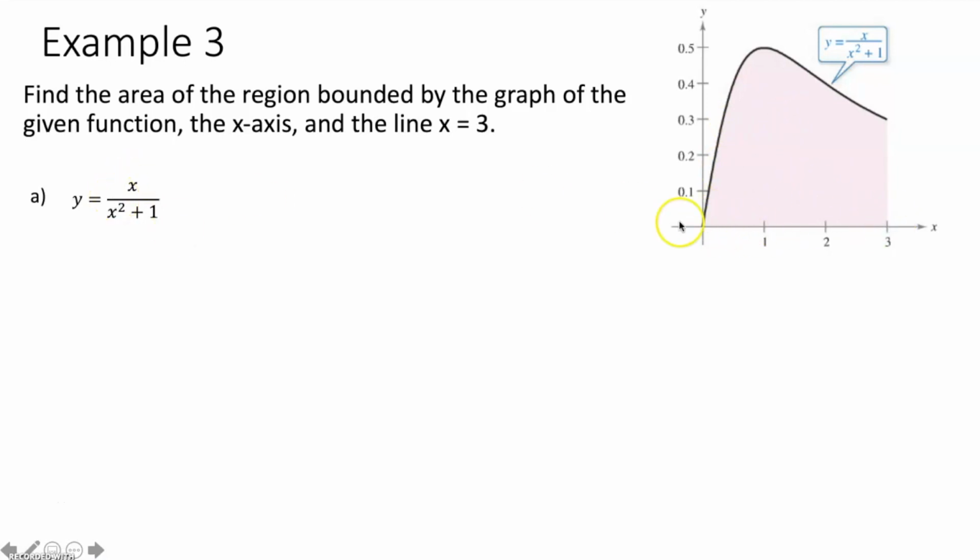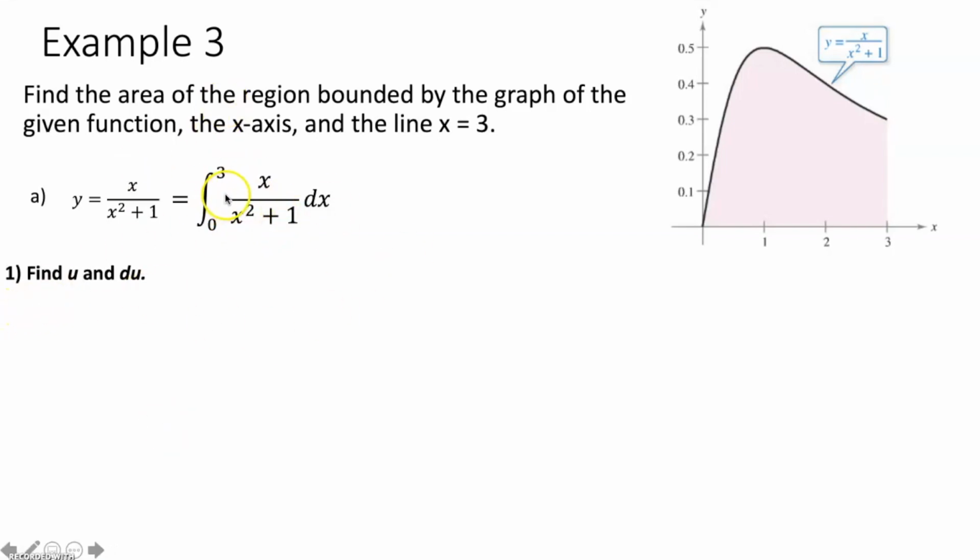In order to do that, we need to create a definite integral from x equals 0 to x equals 3 of this given function. Now all we have to do is integrate this, and that'll give us the exact area under the curve. So how do we integrate this? Well, we have a function being divided by another function, and anytime that occurs, you want to try to use u substitution in order to evaluate this integral.